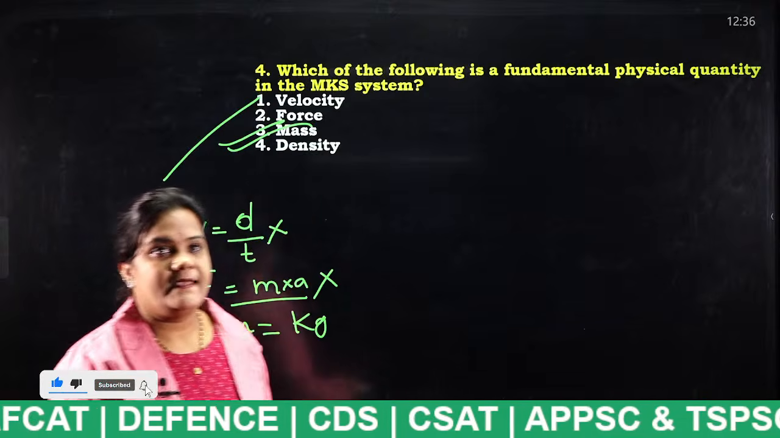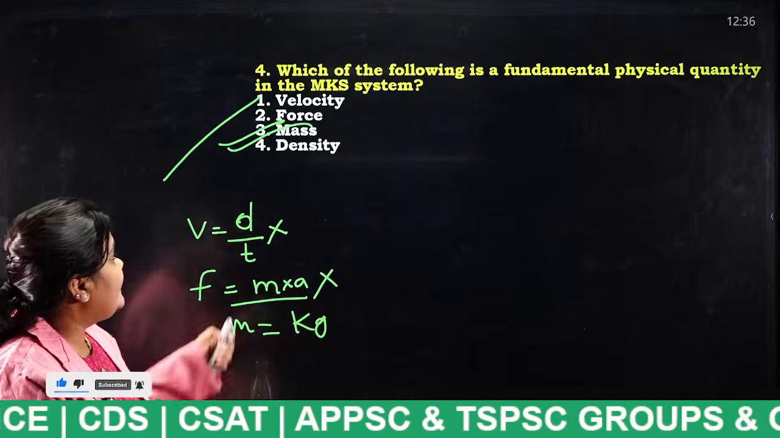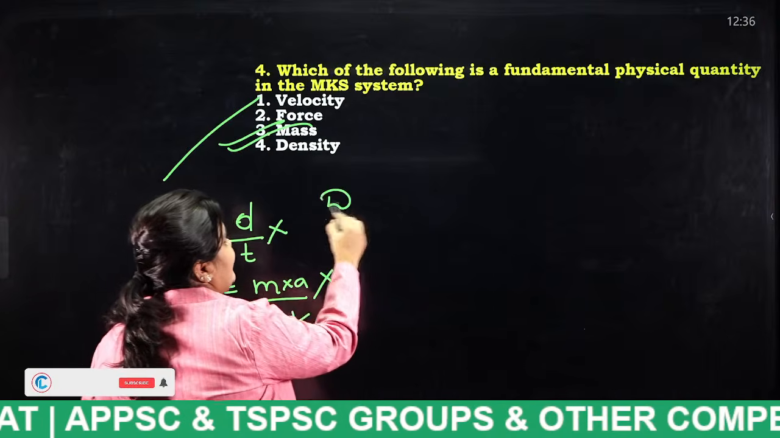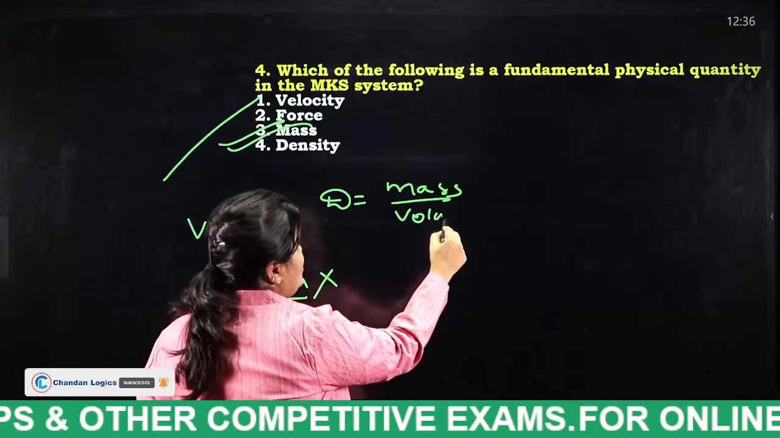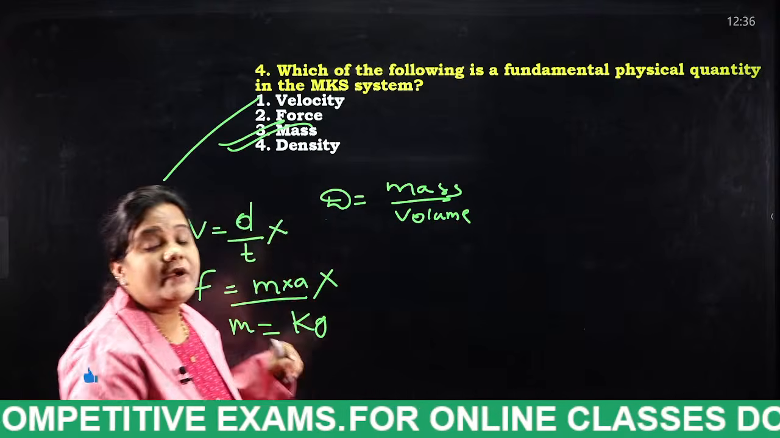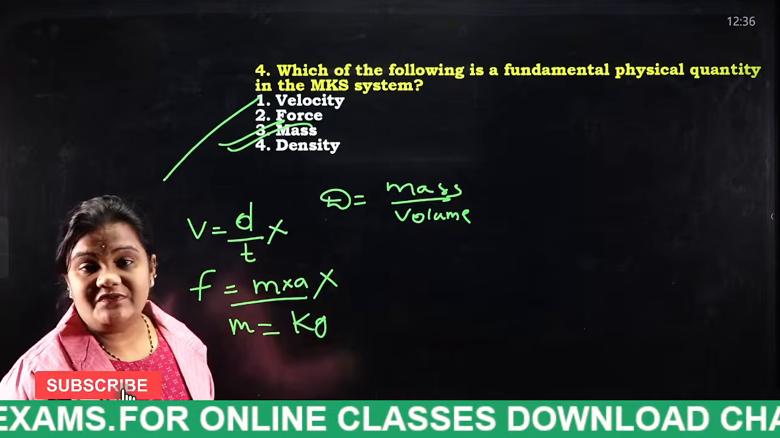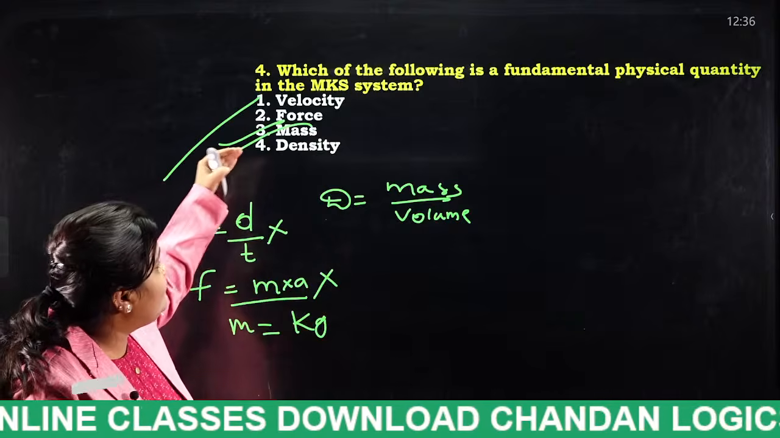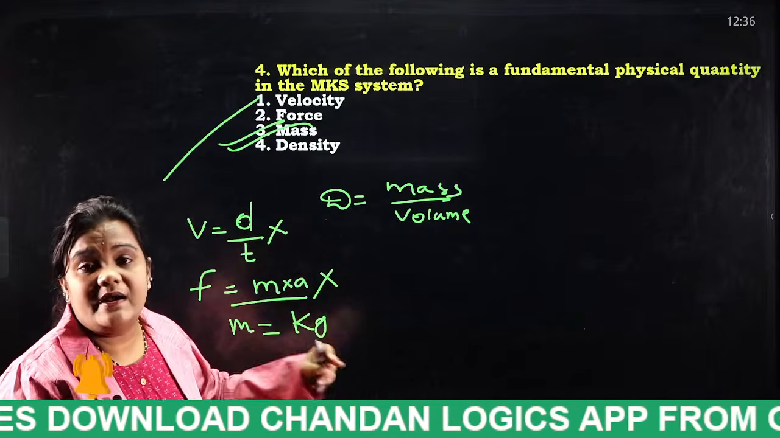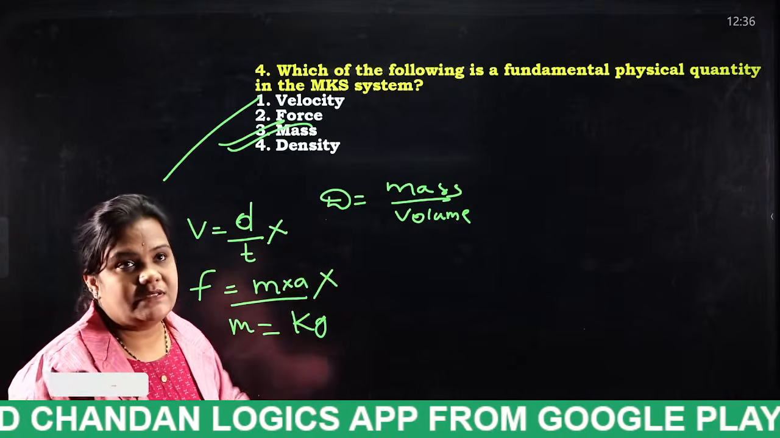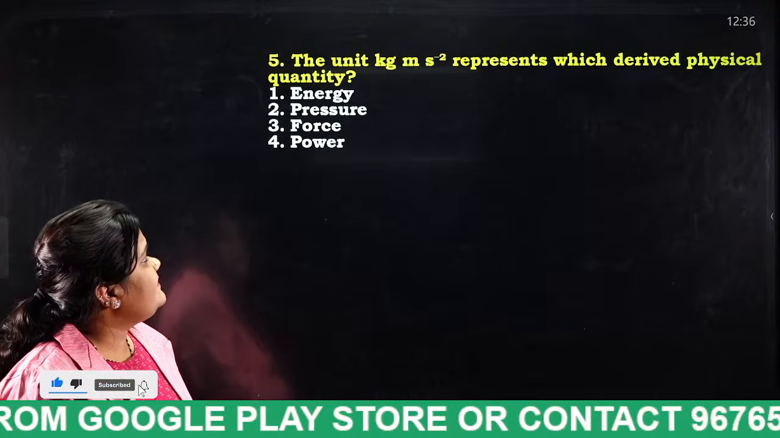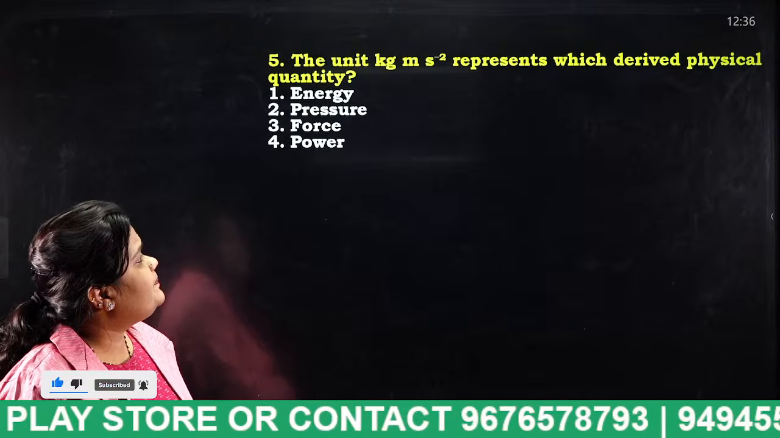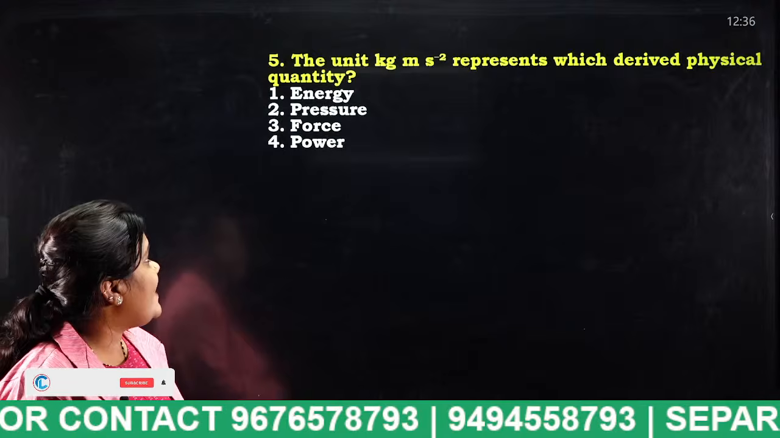Next, density. How can we define density? Density is equal to mass by volume. It also has two fundamental physical quantities, so it is not a fundamental physical quantity. Velocity, force and density, these three are derived physical quantities. Clear?